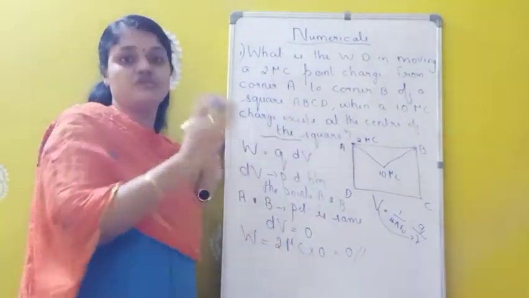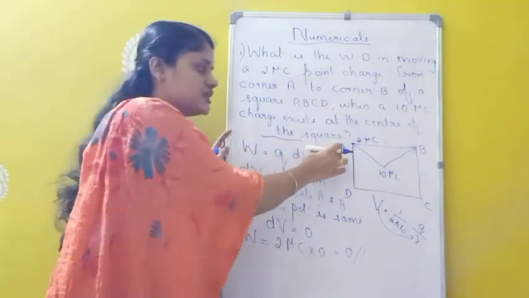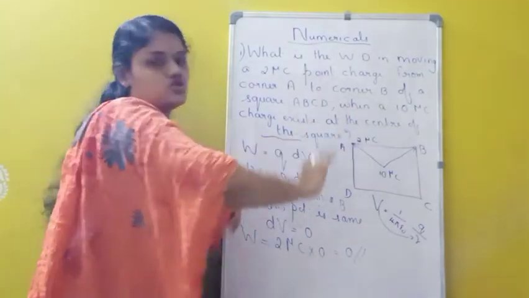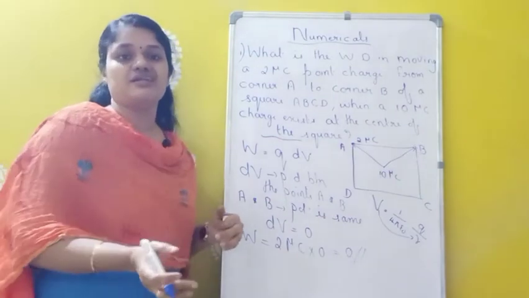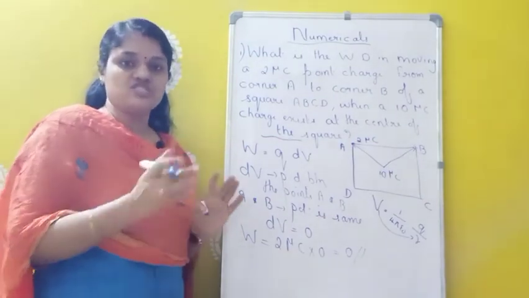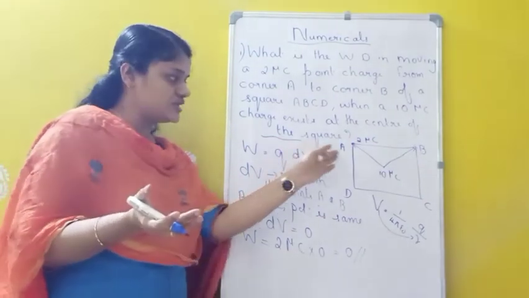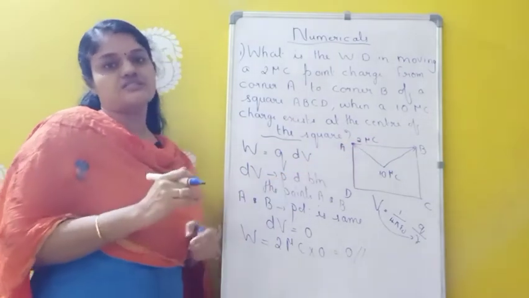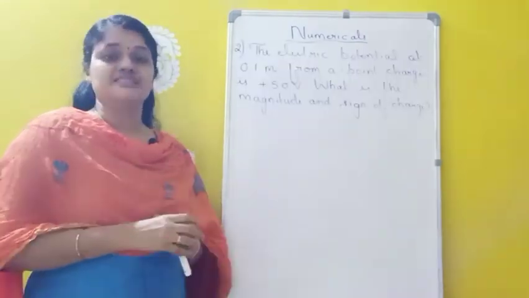That means we do not have to do any work in moving the 2 microcoulomb charge from A to B since both A and B are at the same potential. Why is it at the same potential? Because both are at equal distance from which one? This 10 microcoulomb charge. Okay.